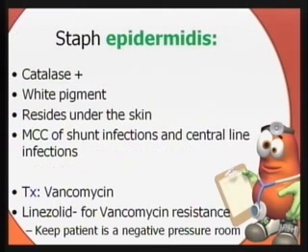Staph epidermidis, catalase positive, white pigment, resides under the skin, and most common cause of shunt infections and central line infections. If I have this, you know that you better be giving vancomycin. Why? It is running deep to the skin. I can't play around. I better give vancomycin. But if they're vanc resistant, I give linezolid. Remember, that's the backup for vancomycin, linezolid. Keep the patient in a negative pressure room, which means that it basically draws all that air out of the room. We put a TB patient in the same kind of room.